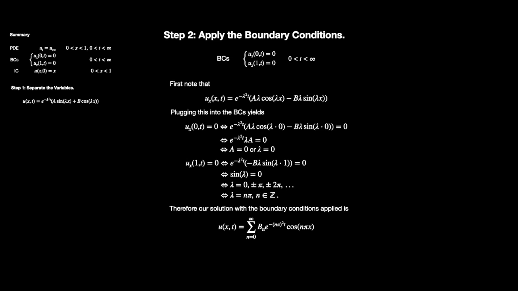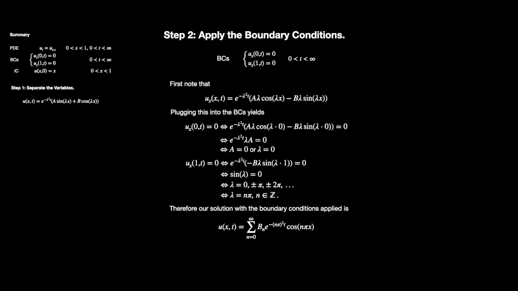Now, the way to interpret this is that if lambda is equal to 0, then the sine of 0 is equal to 0, which means that while we could choose anything for a, it doesn't really matter because the whole term is going to be 0. And so we can discard the lambda equals 0 case and just assume that a equals 0 for our solution.